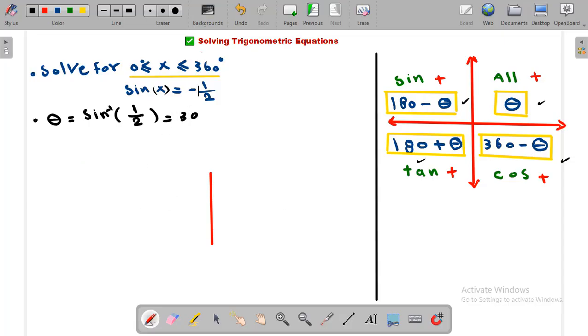Now we see sine is negative. Sine is negative in the third quarter and fourth quarter. In the third, x equals 180 plus theta, 180 plus 30 equals 210. In the fourth, x equals 360 minus theta, 360 minus 30 equals 330.